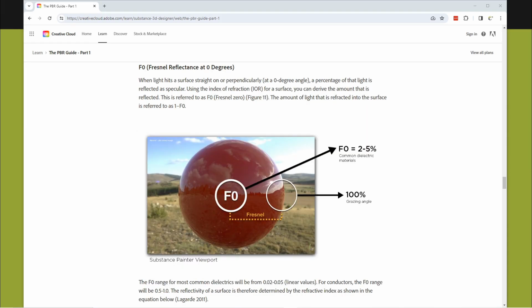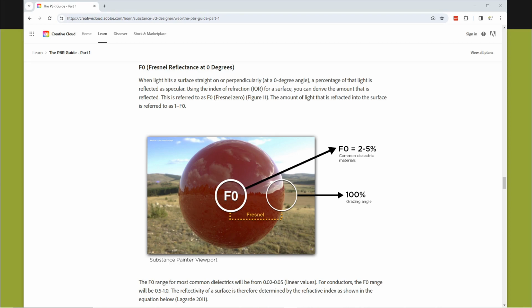The Fresnel reflectance at 0 degrees is called F0. So when light hits the surface straight on, in a perpendicular manner or 0-degree angle, the percentage of that light that is reflected is specular. Using the index of refraction for the surface, you can derive the amount that is reflected. This is referred to as the Fresnel zero. The amount of light that is refracted into the surface is referred to as 1 minus F0.